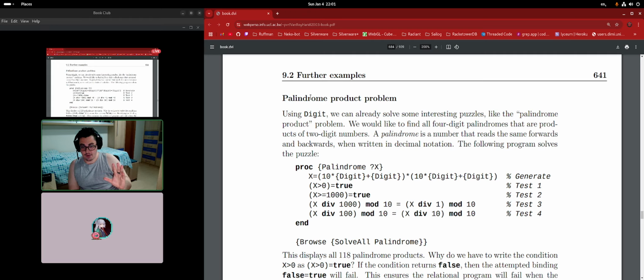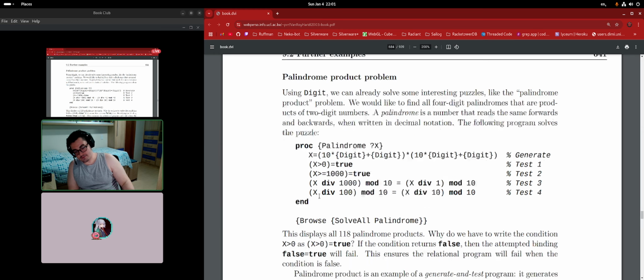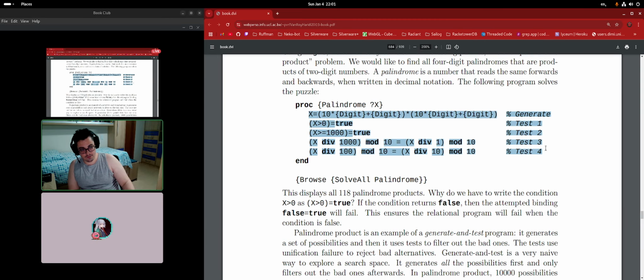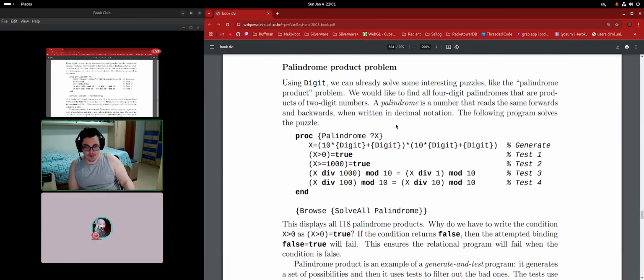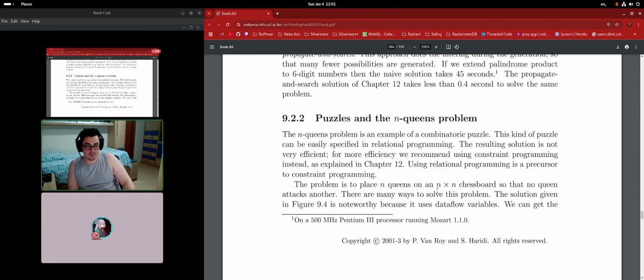So that's the way to think about it. You need to think about what must hold in order for the thing to be found. So all of these are properties of this particular problem. And then you and I understand this, so this is very fine, right? Nothing too crazy. And then we have the puzzles and the queens problem.